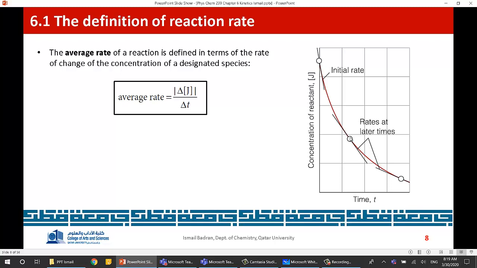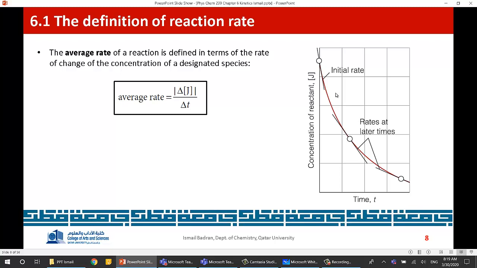Now you can calculate the rate at any point. You can calculate it at this point at the beginning here, or you can take it at the middle or at the end. At any point across this curve, you can determine the average rate. And you can tell here that the rates of the reaction are not the same. If you take it at the beginning, the tangent will be different than taking it at the middle or at the end. And therefore, the rate itself changes.